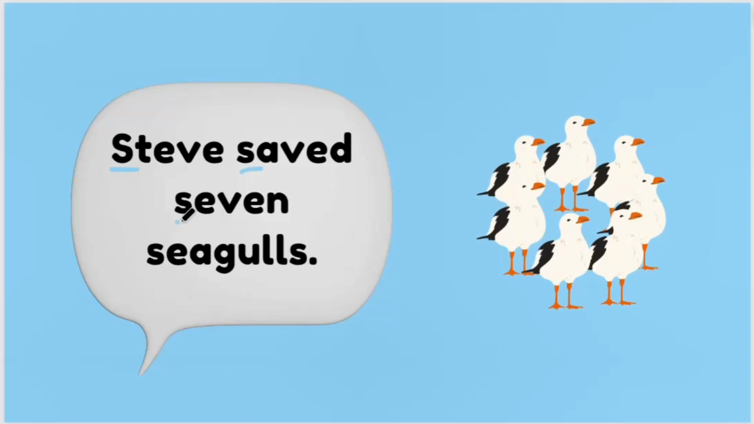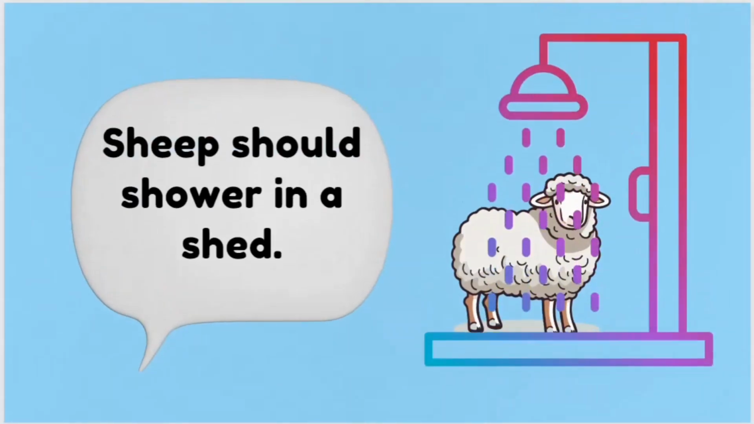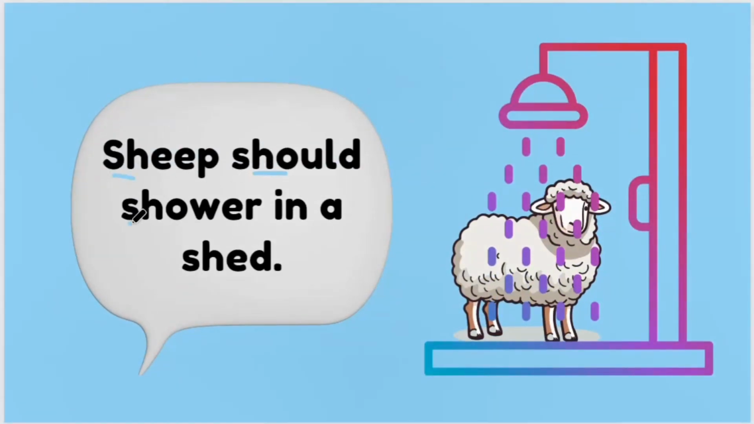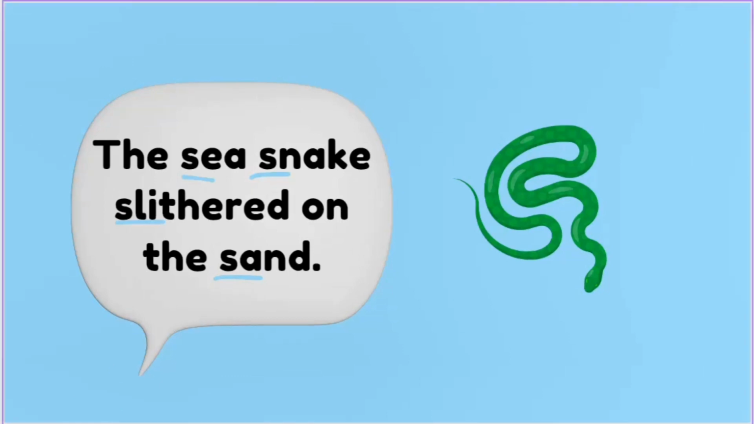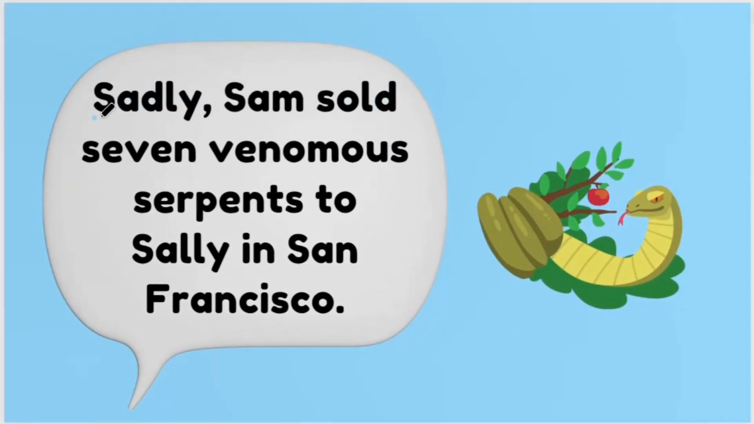Steve saved 7 seagulls again and again. Sheep should shower in a shed. Another one is the sea snake slithered on the sand. The last one is sadly Sam sold 7 venomous serpents to Sally in San Francisco.